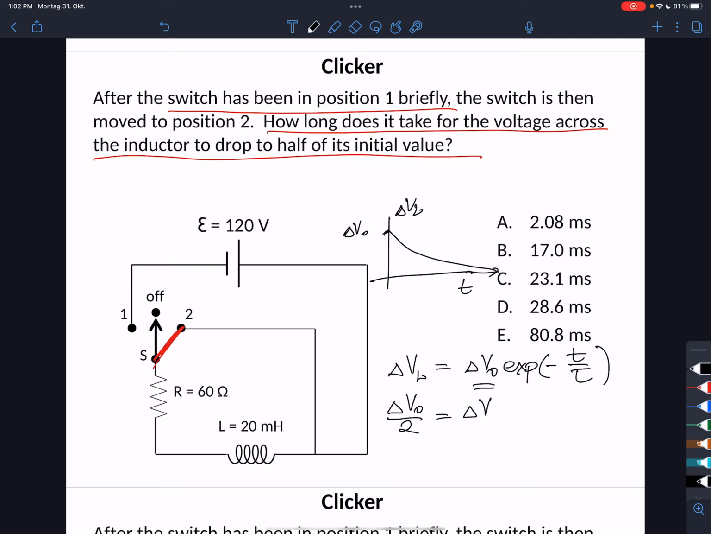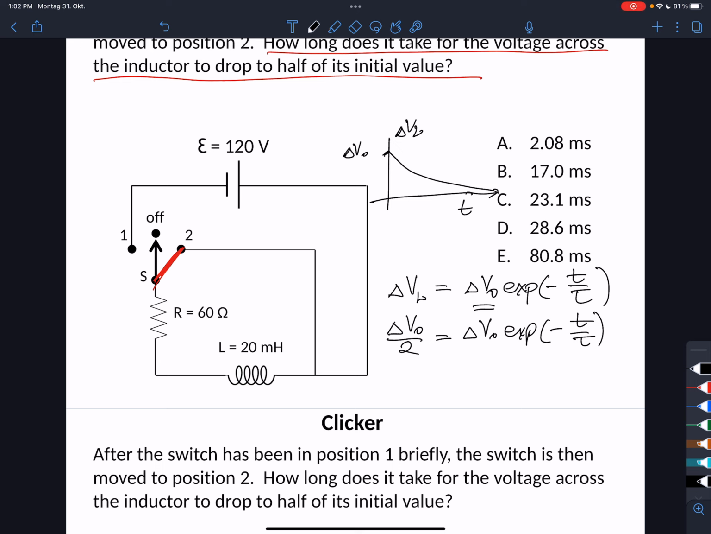Again, the right hand side we just rewrite, with exponential of minus t divided by tau, and this t we need to find. We'll simplify this equation and cancel delta V0 on both sides, so we have exponential of minus t divided by tau equals 1/2. Now we can take the natural log of both sides: minus t divided by tau equals the natural log of 1/2. Now we can solve for t: t equals minus tau times the log of 1/2.